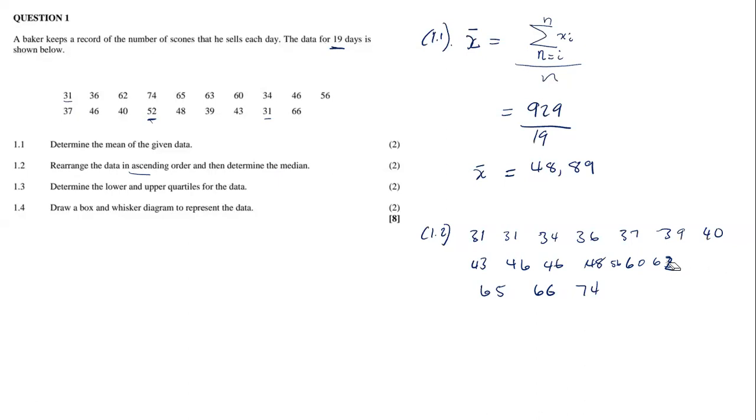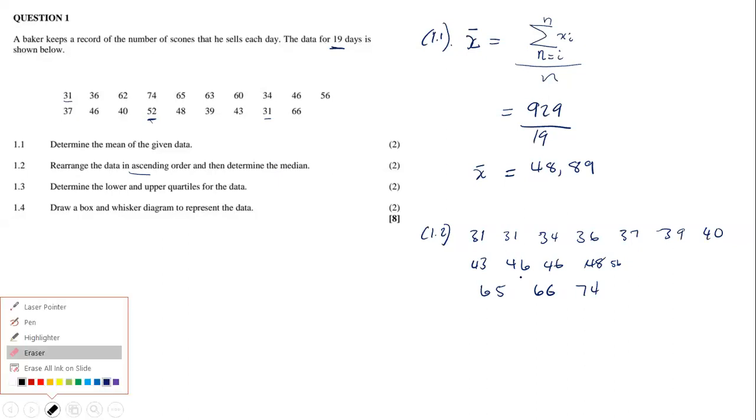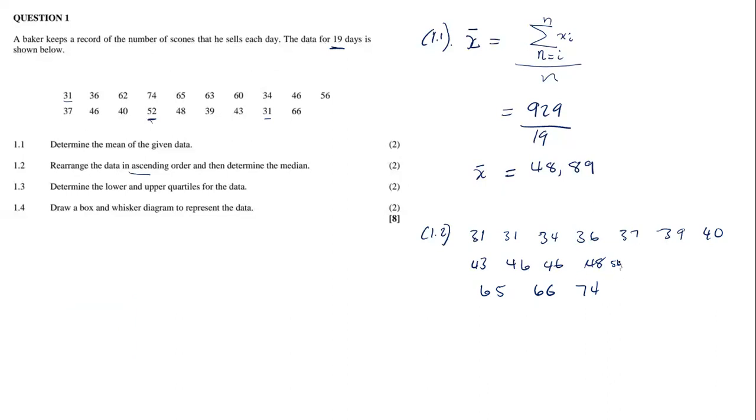I'm erasing 63, 62, and 60. What did I erase? So here we have 52, 56. What did I erase? 60 and what? 60, 63, and 62. Aha.